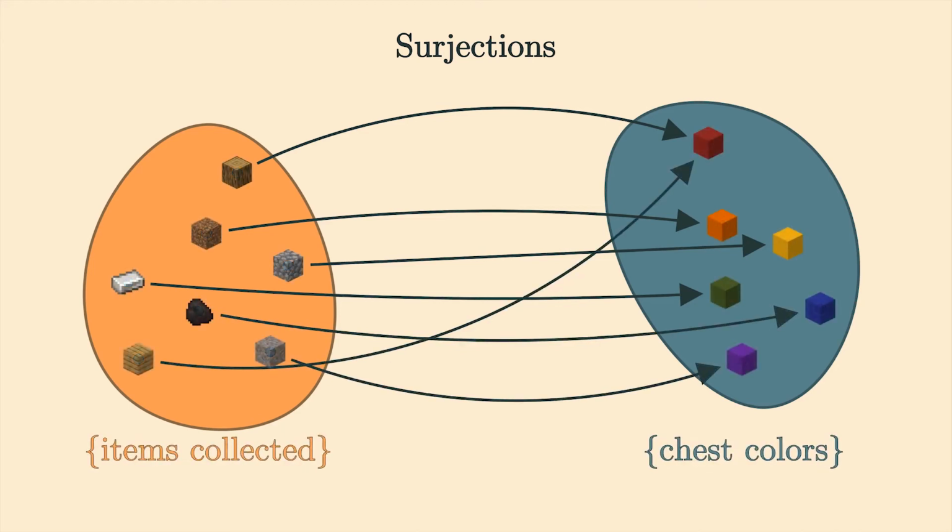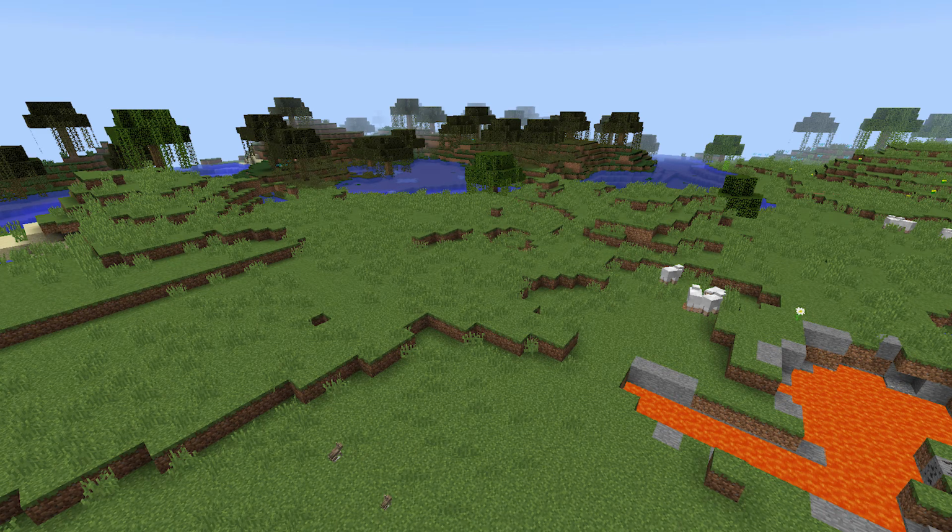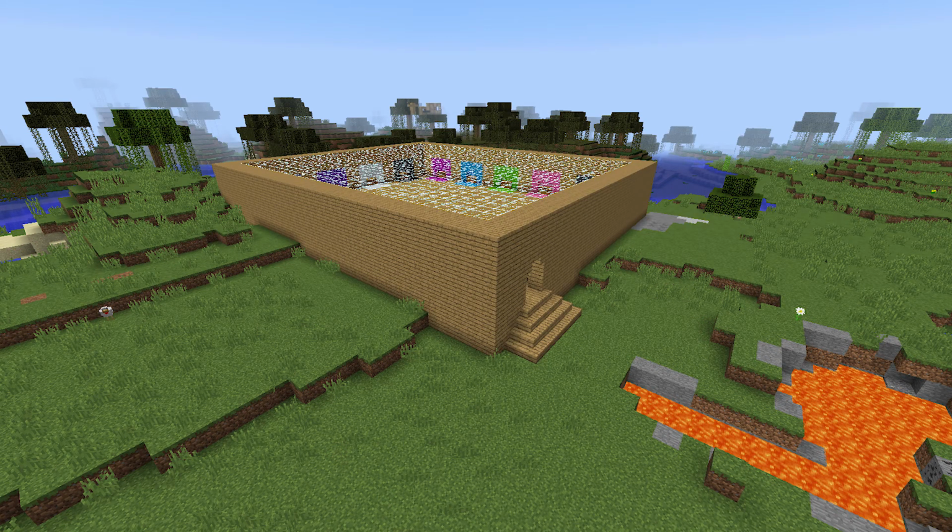And if we look at Bob, we notice that every possible chest color is now occupied, so we've matched every chest color with one or more items, and so Bob is surjective. I've done some additional mining, and I decided, you know what, I'm going to expand our storage shed a bit. I like having one item per chest, because it makes things so much easier.